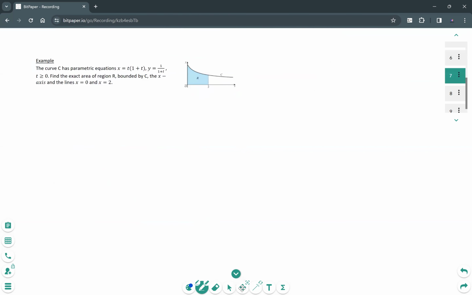Next example, okay. A curve C has parametric equations x equals t times 1 plus t, y equals 1 over t plus 1 plus t, where t squared is 0. Find the exact area of the region R bounded by C, the x-axis, and the lines x equals 0, x equals 2. Now, normally, the area equals the integral from 0 to 2 of y dx. But we need a new range, so we need to do that.